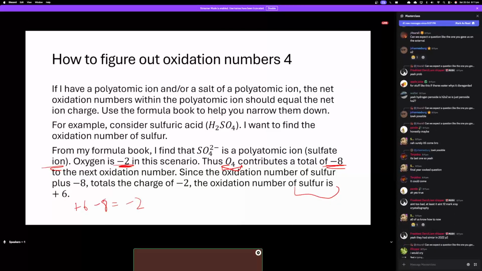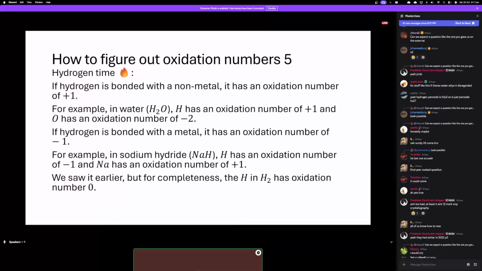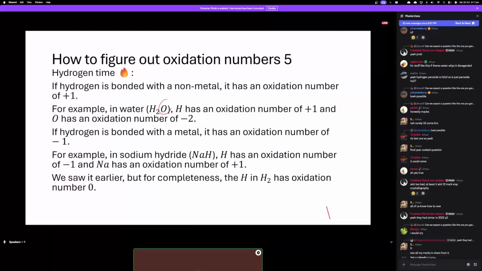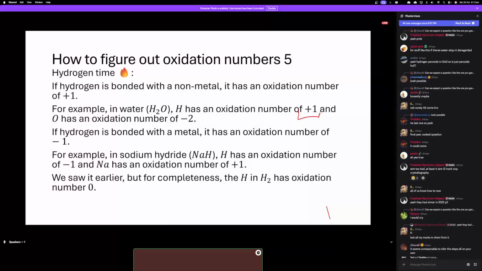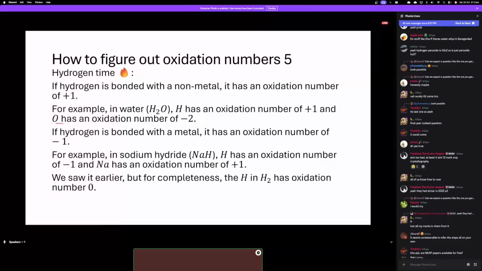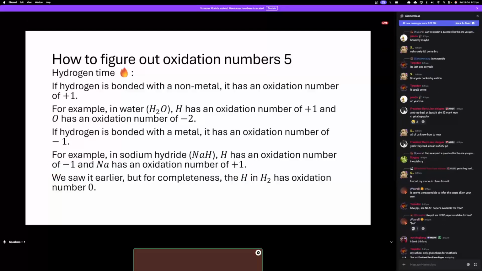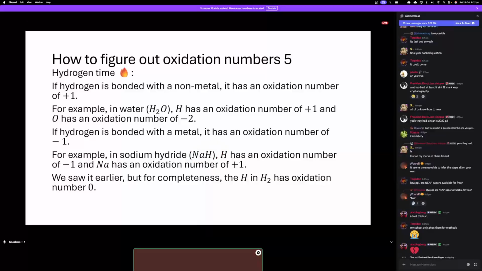So, last slide on oxidation numbers. This is purely about hydrogen. Hydrogen bonded with a non-metal has an oxidation number of +1. So if you look at H2O, O is a non-metal, so hydrogen is +1, oxygen is -2. You already know both of those now. If hydrogen is bonded with a metal, it has an oxidation number of -1. So in sodium hydride, NaH, hydrogen takes -1, sodium takes +1, right? And remember, this is because it is an ionic compound, and sodium would prefer to give away that electron.